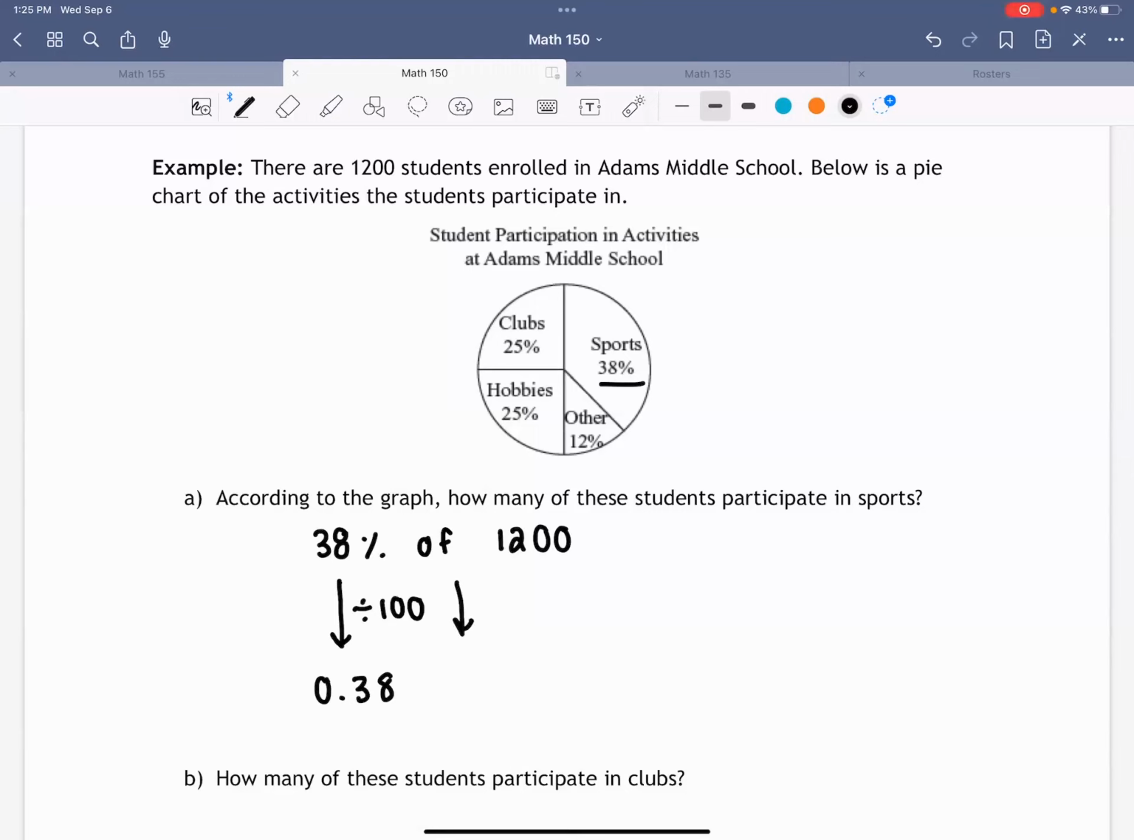Usually in math, when you see the word "of," it means multiply. Of is synonymous with multiply. And 1,200 is the total. So that's why we did 0.38 times 1,200 to get 456. So that's how we get how many students participate in sports.